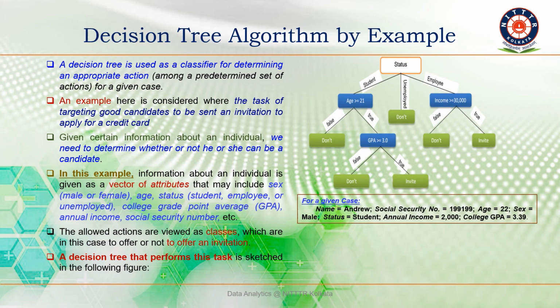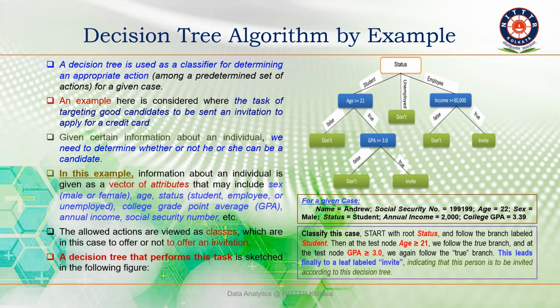For the given query case, the name is Andrew, the social security number is given, age 22 years, male, a student, annual income 2000, college GPA 3.39. How can we classify this case into a particular class using the decision tree? You start with the root node and follow the branch labeled student.